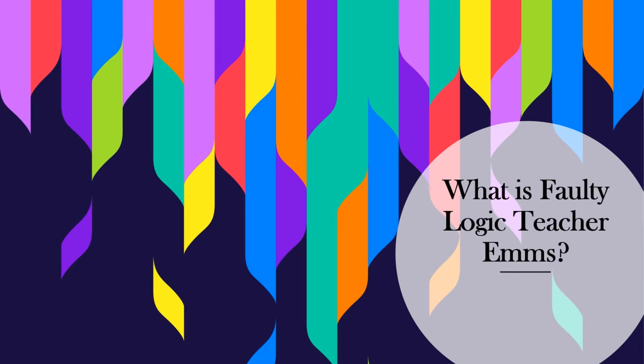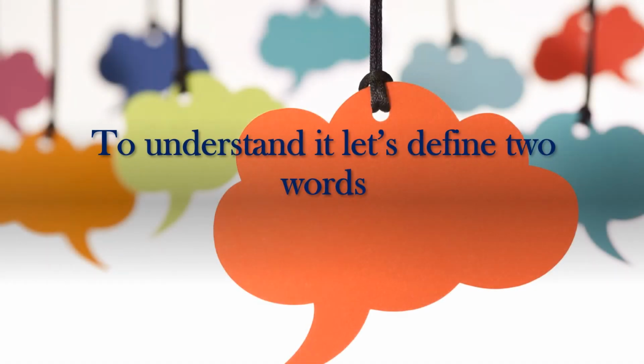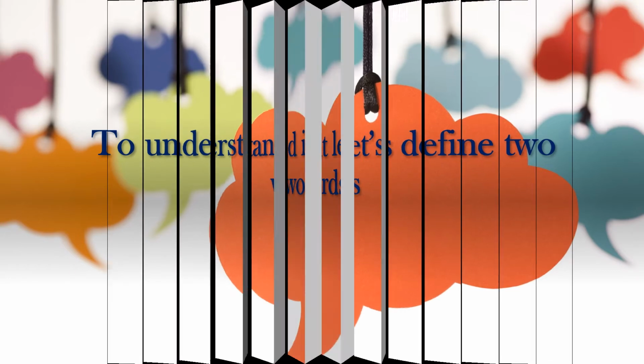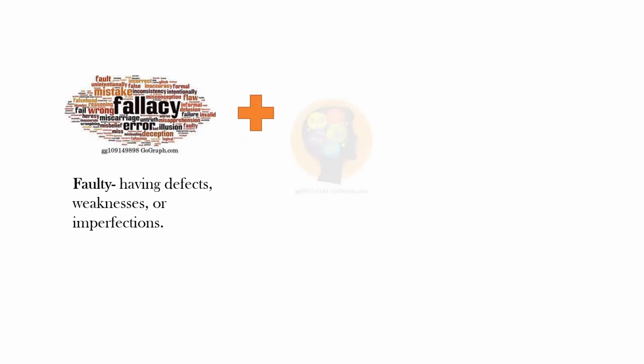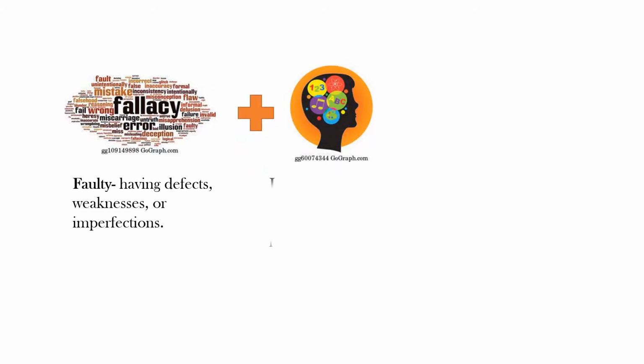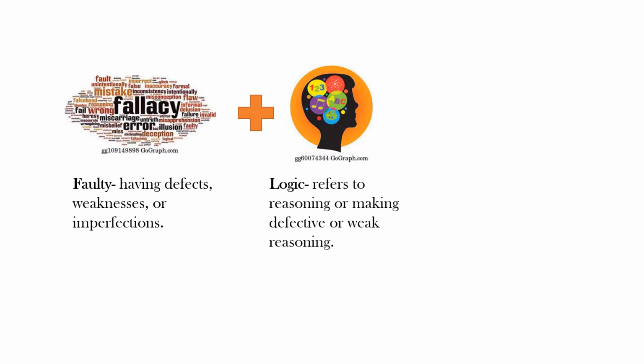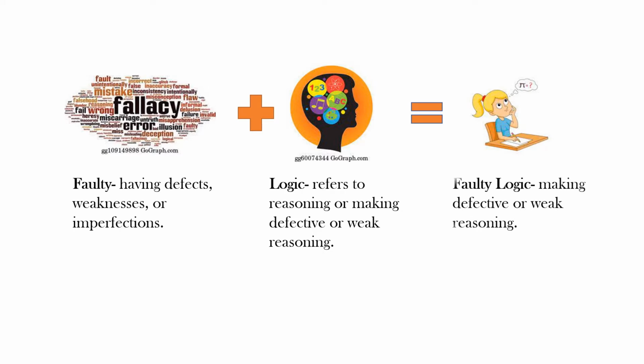What is faulty logic, Teacher M? To understand it, let's define 2 words. Faulty means having defects, weaknesses, or imperfections, while logic refers to reasoning. Therefore, faulty logic means making defective or weak reasoning.